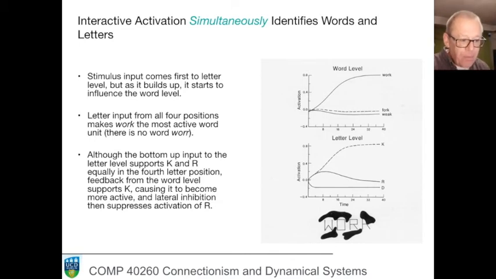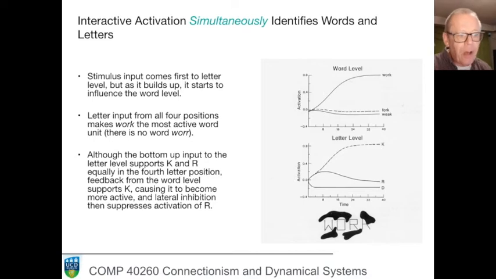The input here, shown below, is interesting because it contains clear, unambiguous information about the letter in the first, second, and third position. But that fourth position is deliberately ambiguous. Someone spilt ink on it. So we present features here which are compatible with both the letter R and the letter K. And look what happens over time. Initially, at the letter level, both R and K exhibit rising activation because the few features that are presented are compatible with both R and K.